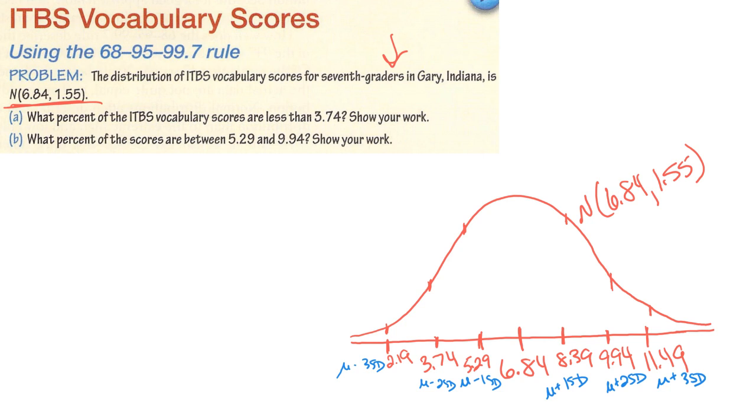So it's asking me the percent of ITBS vocabulary scores that are less than 3.74. Well, conveniently, 3.74 is right here. And it wants less than, so I'm going to shade that area. This is going to be really important and a very good habit to get into. I know a lot of you are going to think, oh, I don't need to do that.